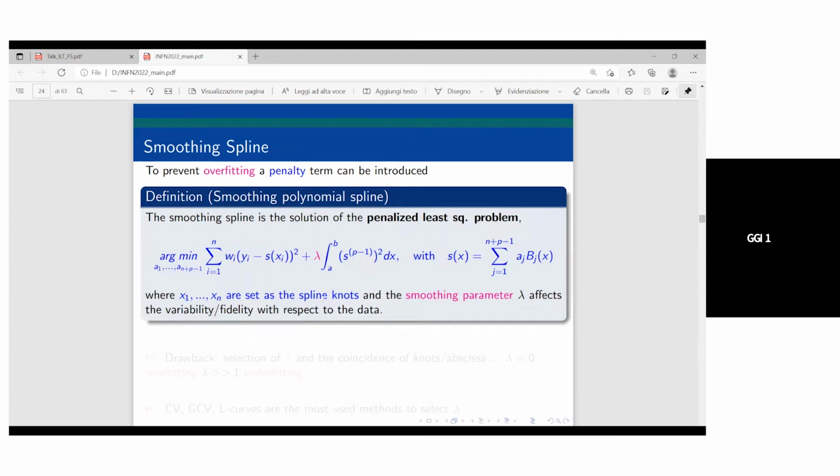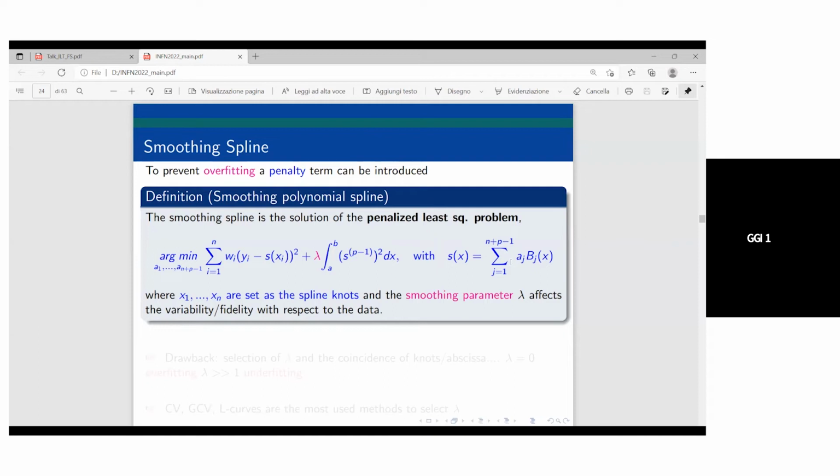Maybe some of you happen to use smoothing splines. Here, the philosophy is a little bit different, because we do not only minimize the error or the loss function, but we include a penalty term, which here, in the spline context, classically is the integral of the p minus 1 derivative of the spline. And of course, we write the spline again as a combination of B-splines. In general, it can be shown that the minimum is reached when the knots of the spline coincide with the abscissae of the data. So we do not have any problem in selecting the knots. They are essentially given by the data.